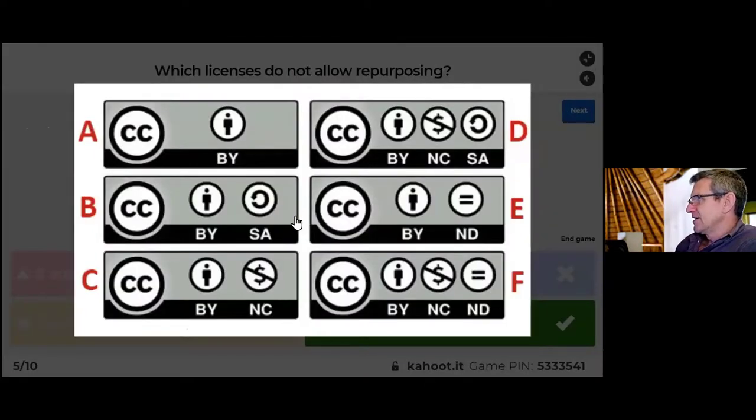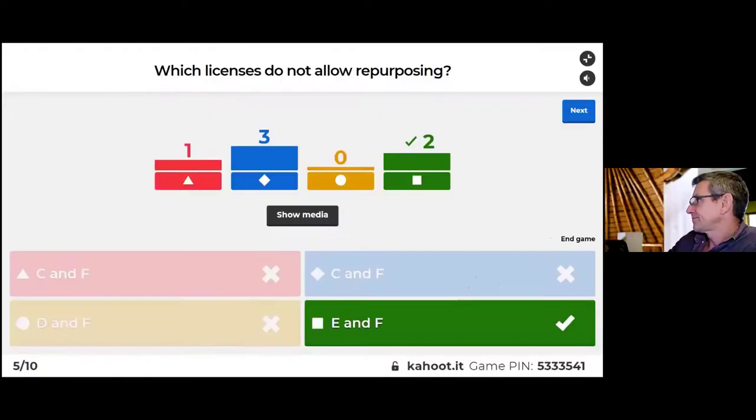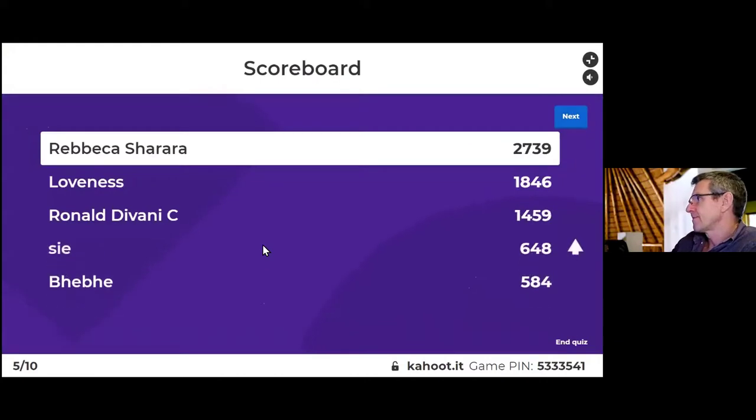Here they are again. Which ones say that you can't change them? So remember, ND, no derivatives. All right, so there are 2 NDs, E and F. F was a given because they told us. So those are the 2 which you have to use as is. You can't make changes. So keep that in mind. Right, Rebecca is still in the lead, but there was no movement there.